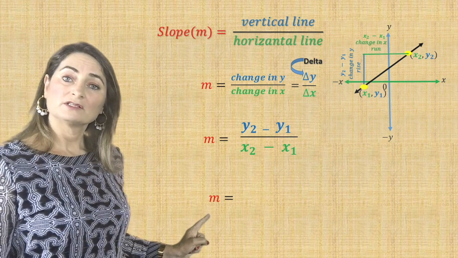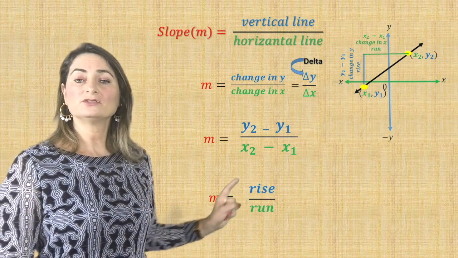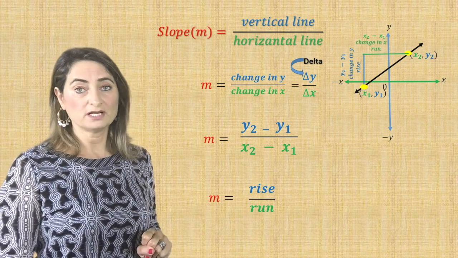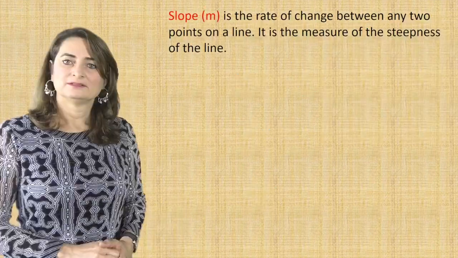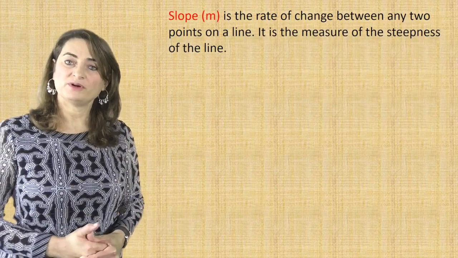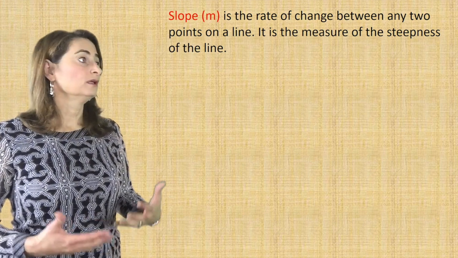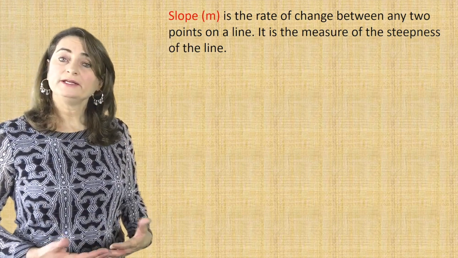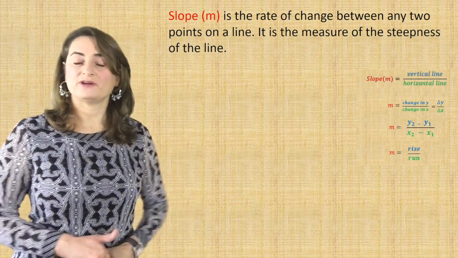Another way to find the slope, m equals the rise divided by the run. The rise is the vertical line and the run is the horizontal line from one point on the line to get to the other point. Now let's find the slope of a line from a graph. Remember, the slope is the rate of change between any two points on the line, and it measures the steepness of a line. And those are the three different ways to find the slope.